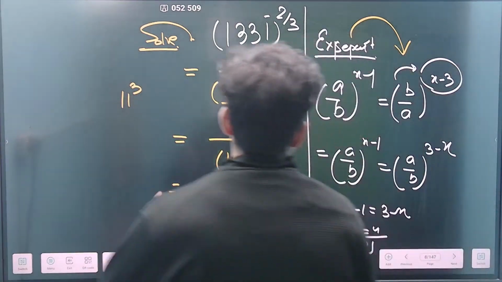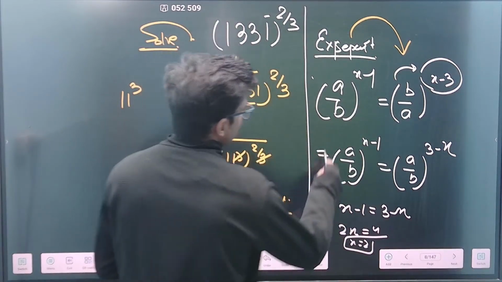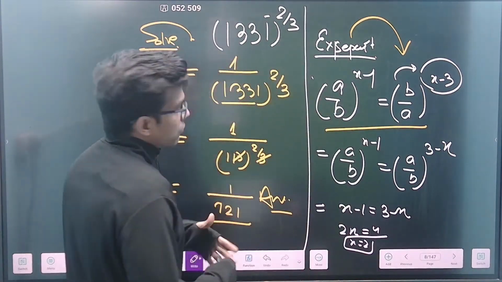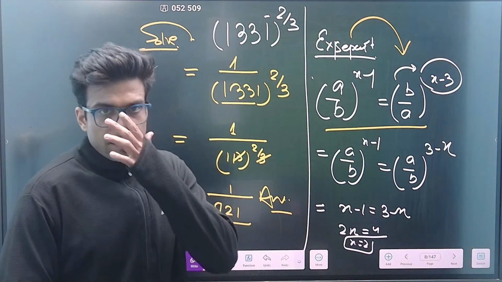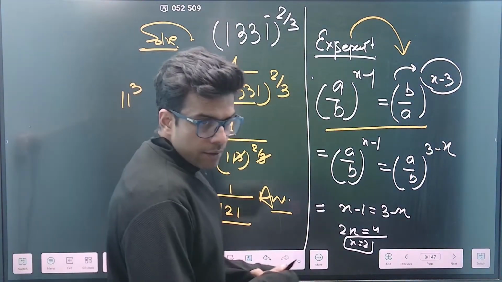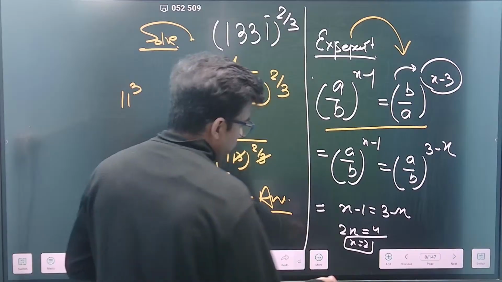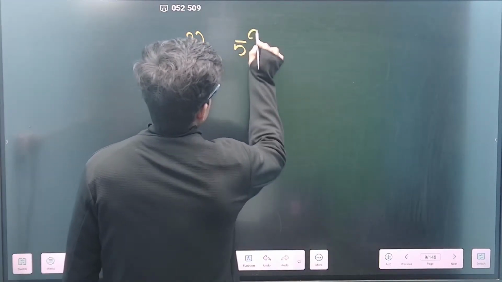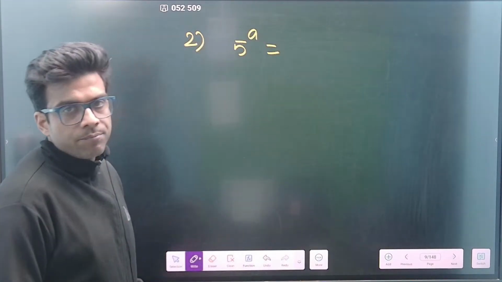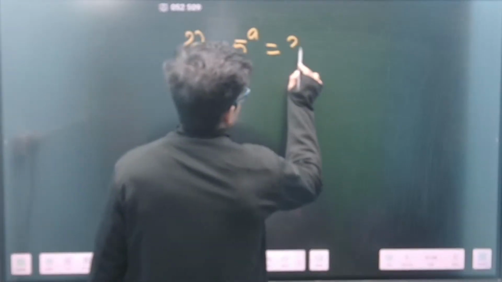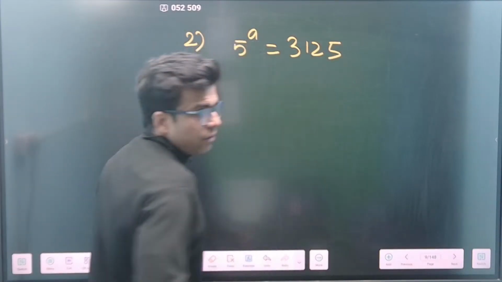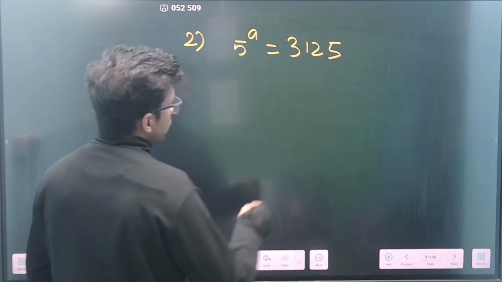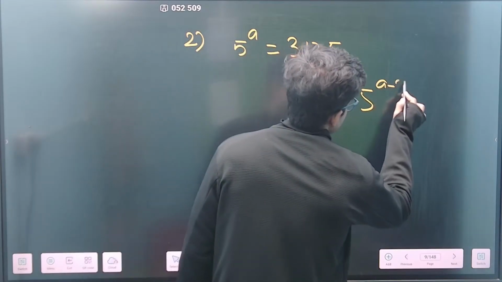I would say different exceptional cases you can use while solving a problem, and I have solved one of the problems as well. Let me try one more. Suppose I take a second problem, which you can note down. Write down 5 to the power a is equal to 3125. Then you need to figure out the value of 5 to the power a minus 3.